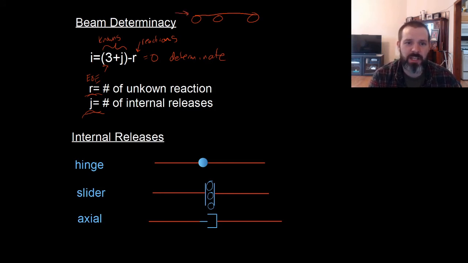If something is unstable because of internal releases, we find this equation is less than 0 and it's unstable. And if it is greater than 0, we'd find that it's indeterminate and we couldn't solve for all the reaction forces.